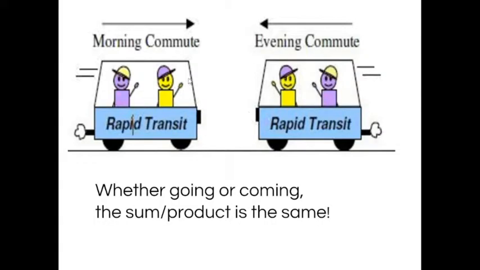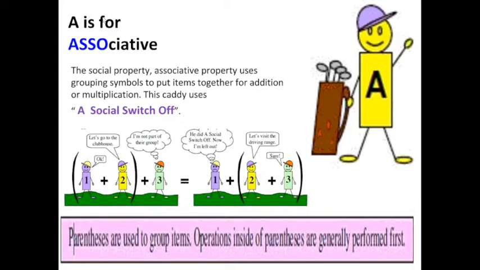Another way to remember is there's the morning commute to work and the evening commute home. Whether you're going to work or coming home, the sum or product is always the same. While the sum or product is the same, when you subtract and get a difference or divide and get a quotient, it doesn't work.